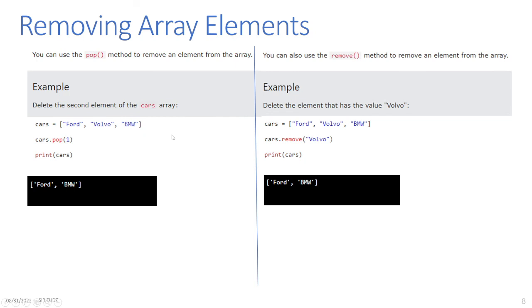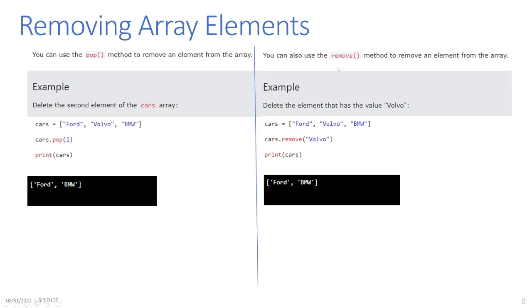Removing array elements. You can use the pop method to remove an array element from the array. For example, if you want to delete the second element of the cars array, Volvo here, cars.pop(1). Why 1? That is the index of Volvo, so we specify the index. Print cars, we have Ford and then BMW.